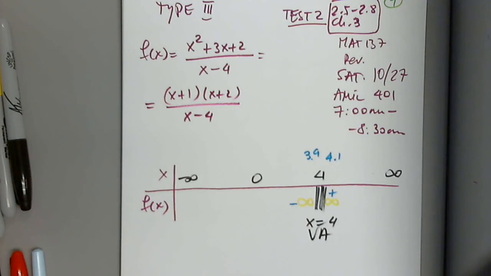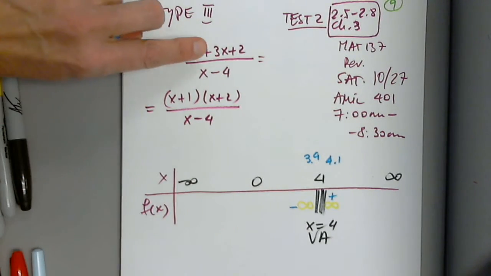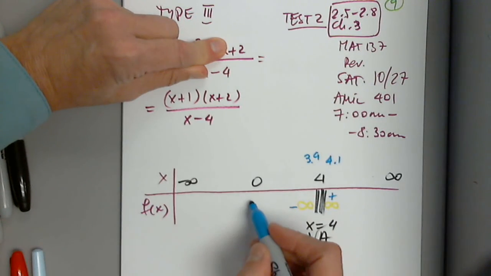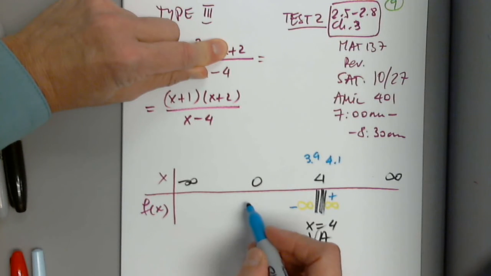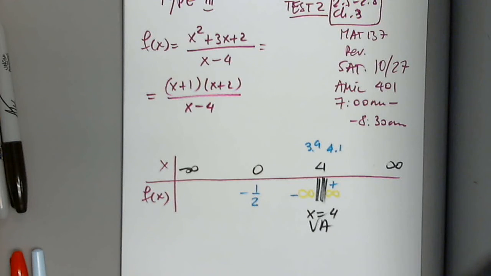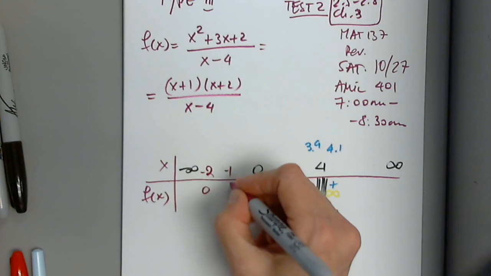Good. So now I want the x-intercepts and the y-intercept. So 0, 0, 0. When I plug in 0, I get 2 over negative 4. What is that? Perfect. I want the x-intercepts. When is a fraction 0? A fraction is 0 when the numerator is 0. When is the numerator 0? x is negative 1 or x equals? That's it. So negative 2, 0, negative 1, 0.